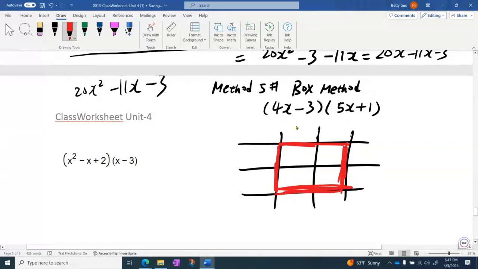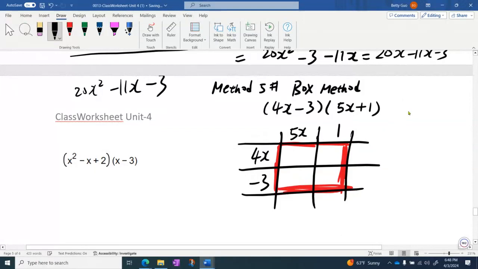I'm going to place the 2 terms of the first binomial vertically. 4x is the first term, negative 3 is the second term, on the left. And then I'm going to place the 2 terms of the second binomial on the top of the box, 5x and 1. So we make a 2 by 2 box, write the 2 terms of the first binomial on the left, and write the 2 terms of the second binomial on the top of the box.